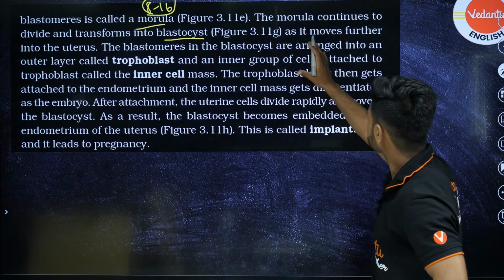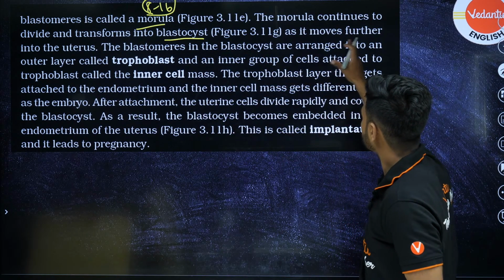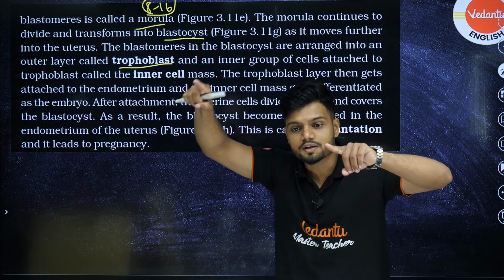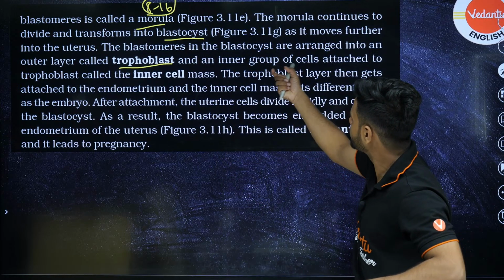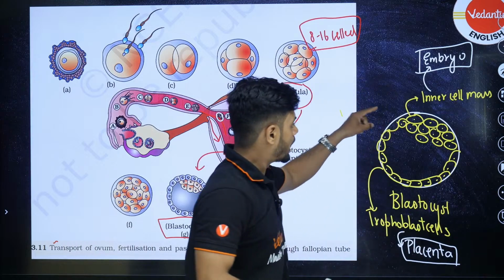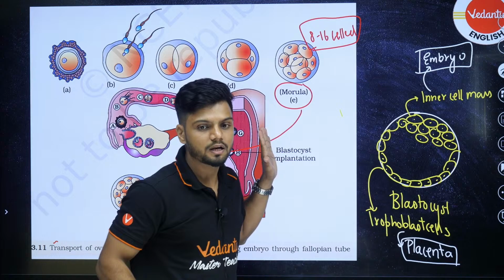As it is moving further into the uterus, the blastomeres in the blastocyst are arranged in an outer layer called the trophoblast. The periphery one is called the trophoblast, and the inner group of cells is called the inner cell mass. We did it right here: our inner cell mass on one side, and the periphery is called the trophoblast.